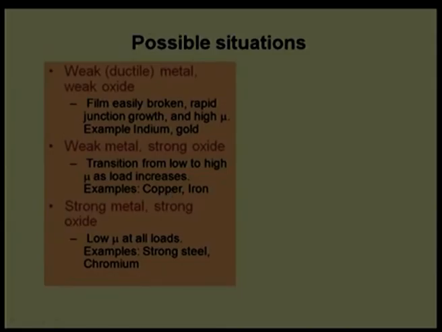We have found many times an oxide layer on iron, and if it is deformed excessively, it will be removed from the surface and the coefficient of friction will suddenly increase. What we term that is a transition load.